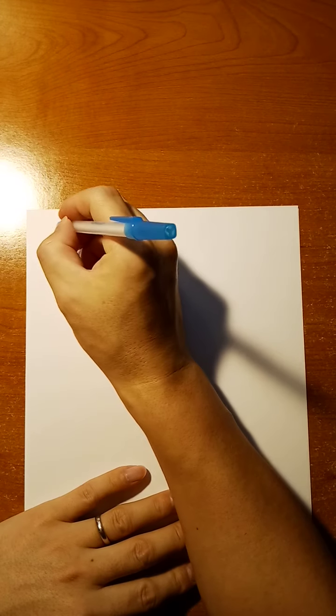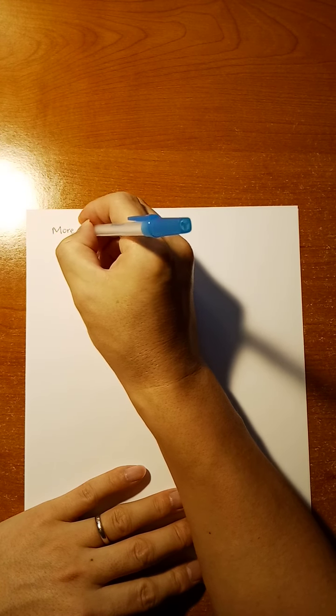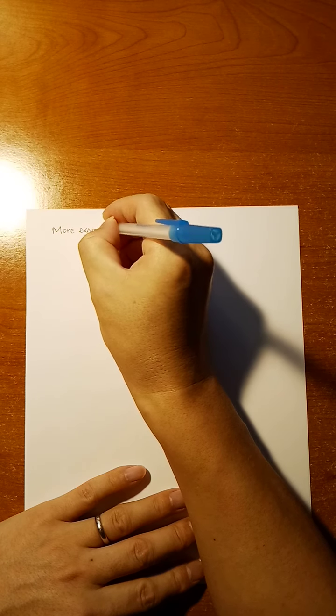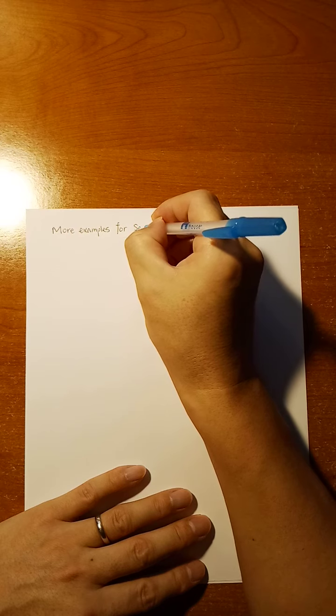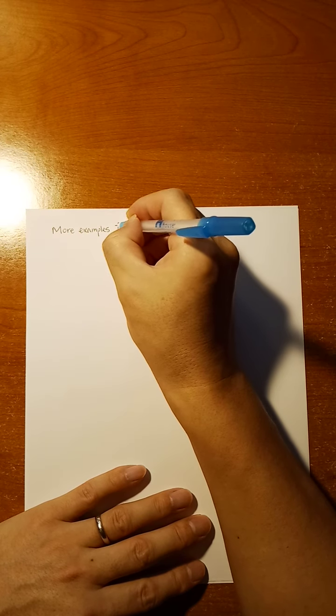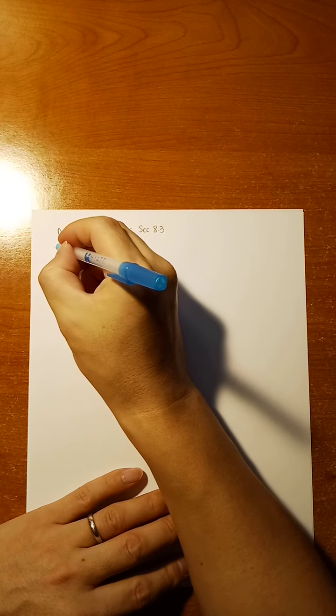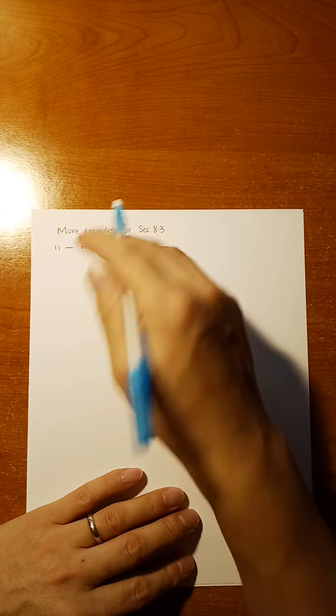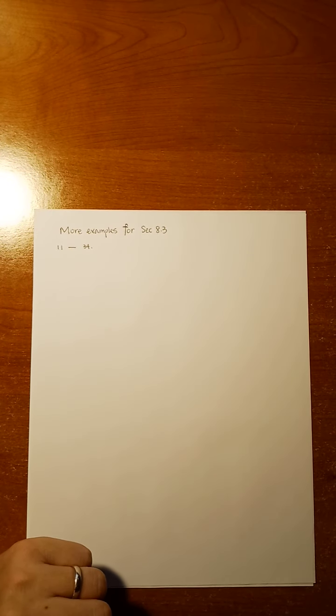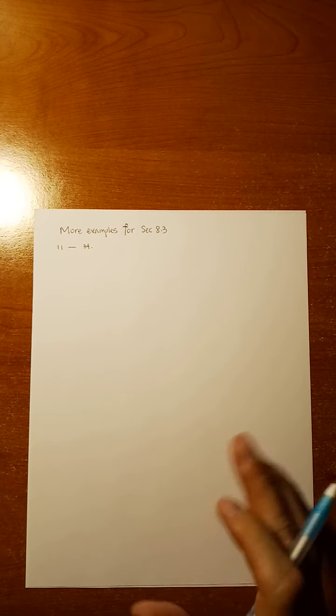Okay, let's do more examples for section 8.3. Some students asked about the problems from 11 to 34. So I'm going to pick some examples and try to solve them. One we add 2k pi, one we add pi, k pi stuff.